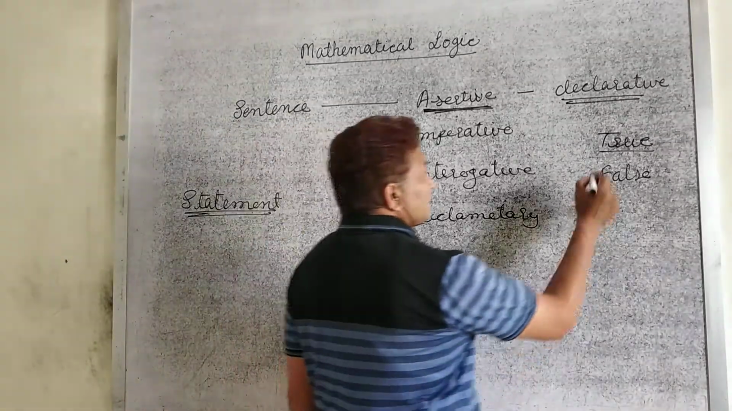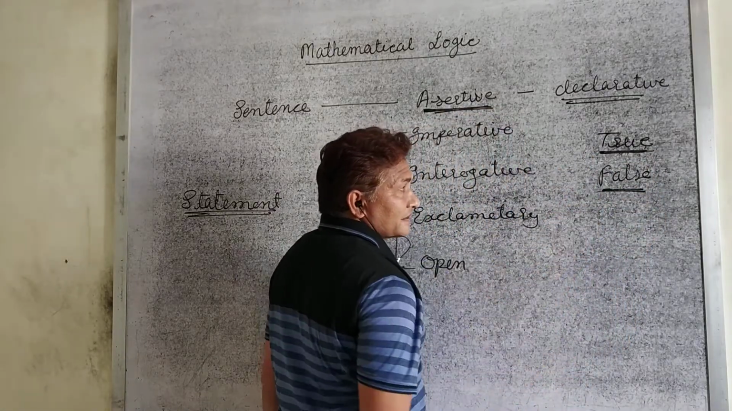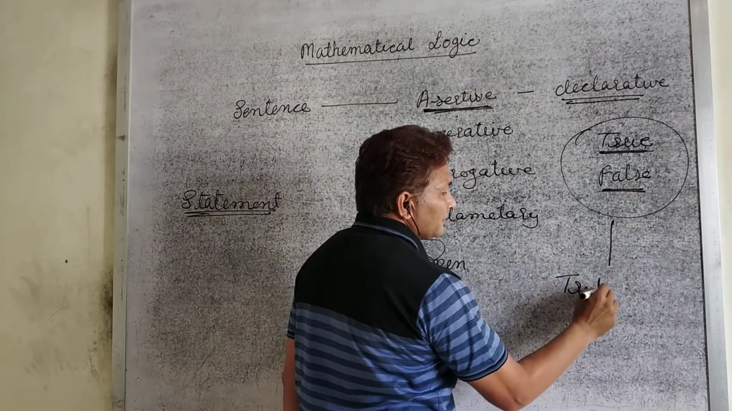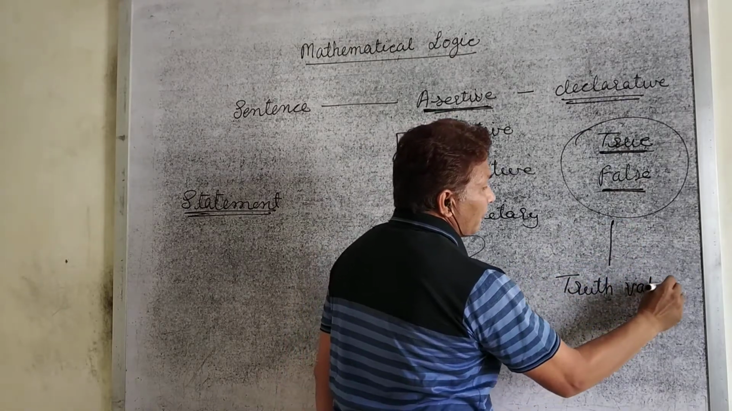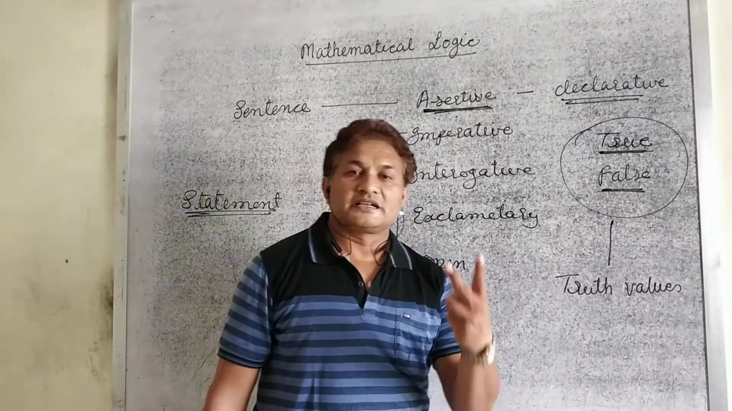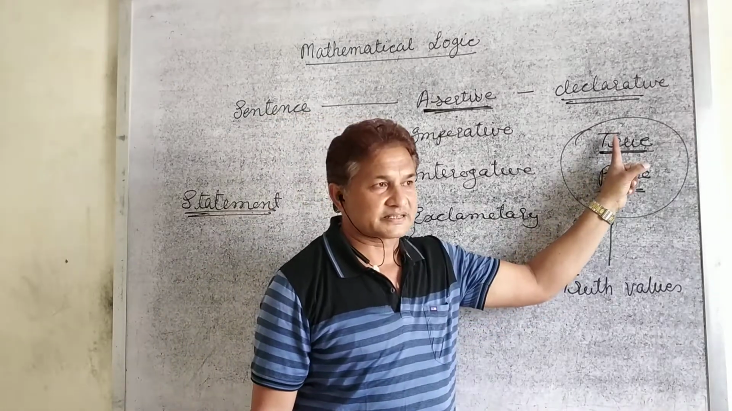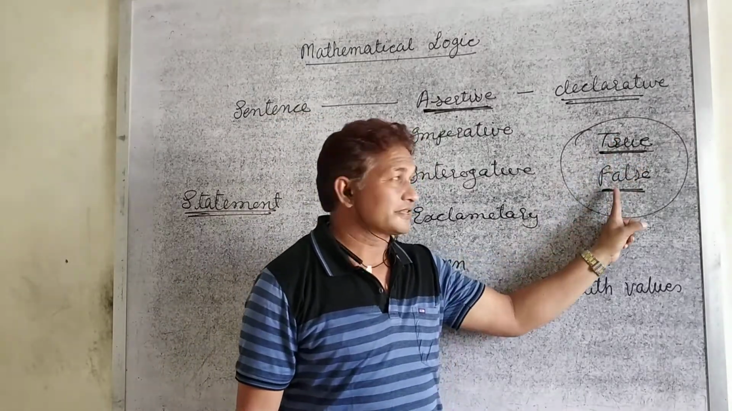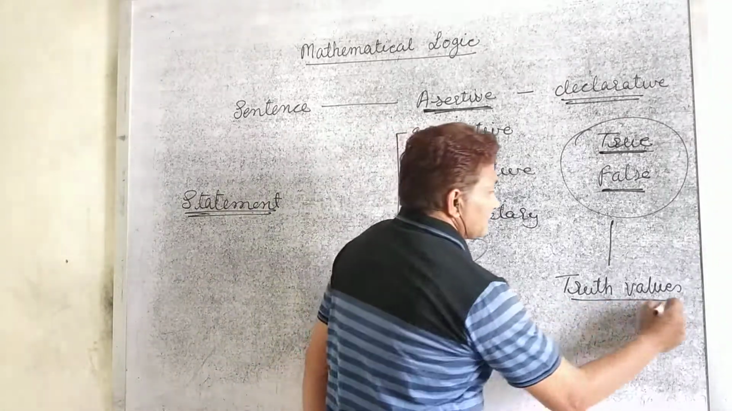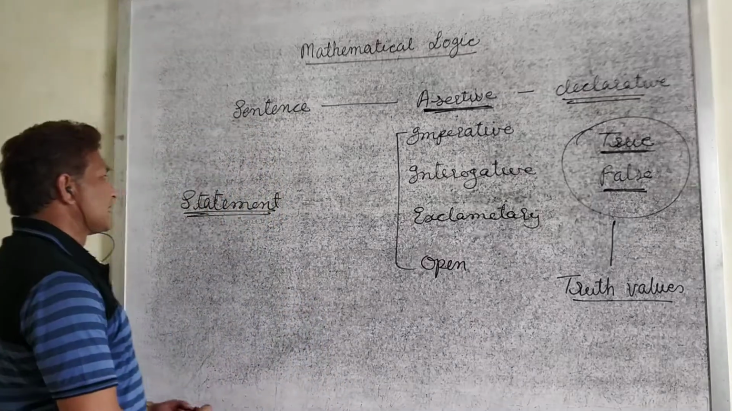Now these two values, true and false, are called the truth values of a given statement. Therefore there are only two truth values. Either the statement is true or the statement is false. So these are the truth values, and now after getting truth values, let us consider some examples.